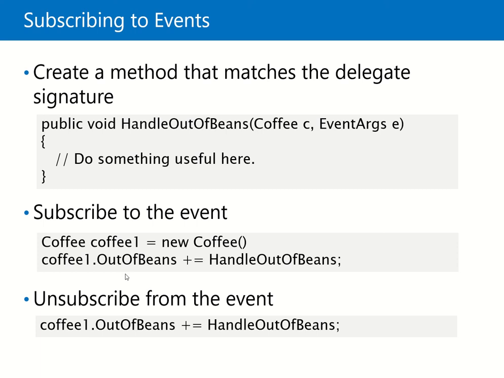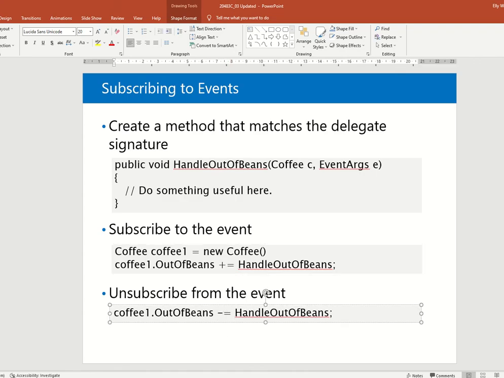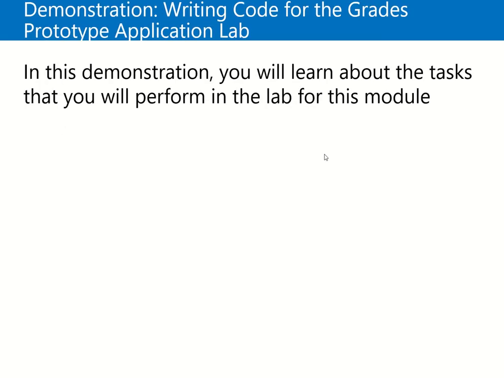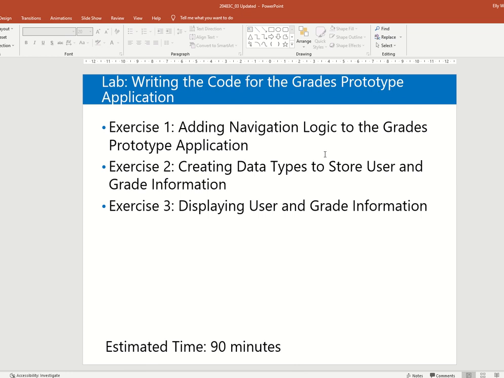So if this event occurs, and once you complete it, if you want to unsubscribe, it's pretty straightforward as well. Just call coffee one dot out of beans, whatever the name of the event is, minus equal. There's a mistake here, minus equal. That's it. That is the example, that is module 3. The demo of these exercises, I already uploaded in 2 separate videos.